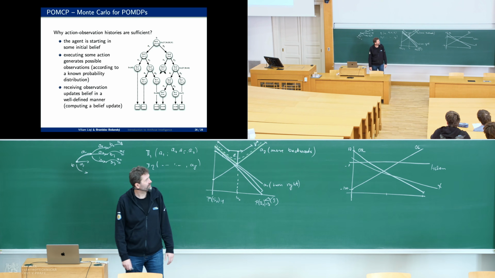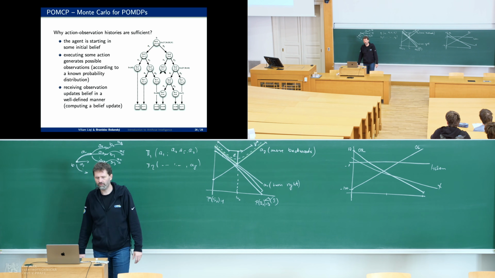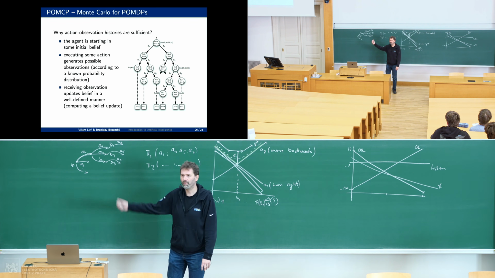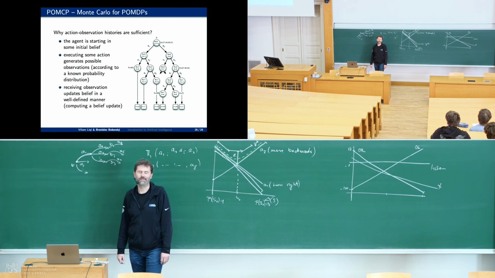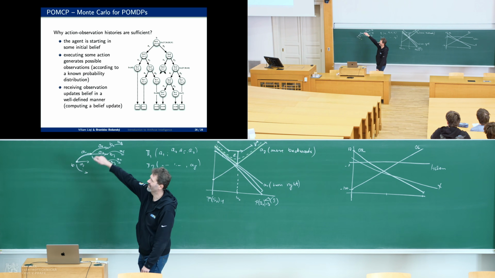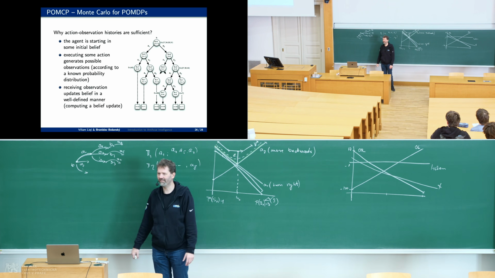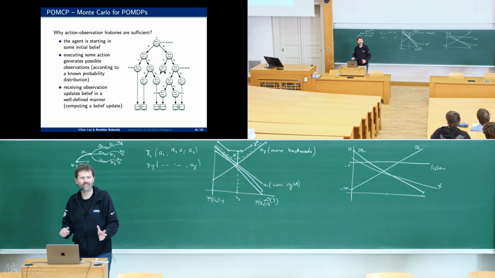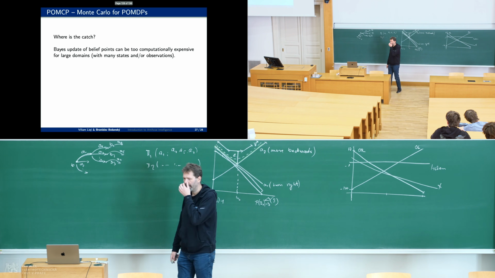And the funny thing is that the Monte Carlo tree search and UCT algorithm was introduced for MDPs in 2006, and for POMDPs, the POMCP was introduced in 2010. So 4 years, all right. If it's that simple, just take action observation histories and you're done, then it wouldn't take 4 years. Usually, if it's that simple, people do it much faster, right? So where is the catch?